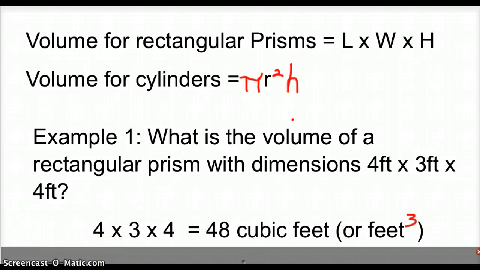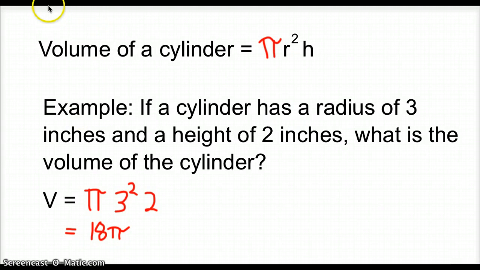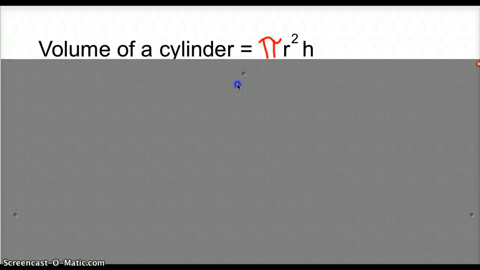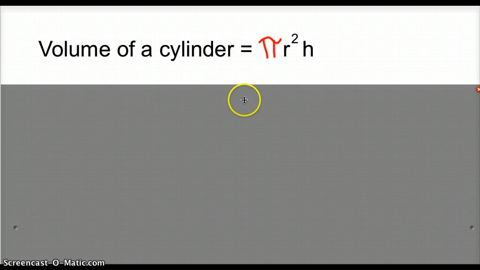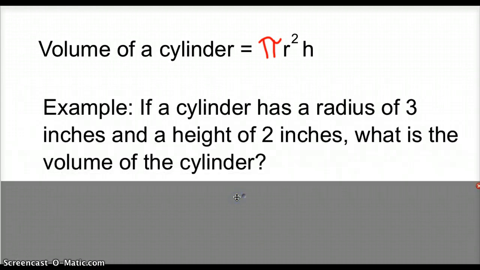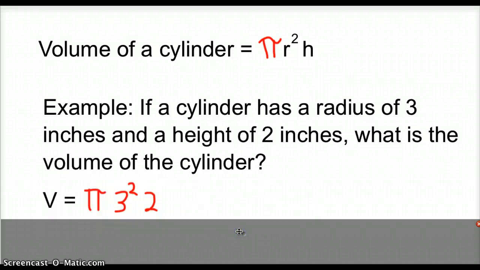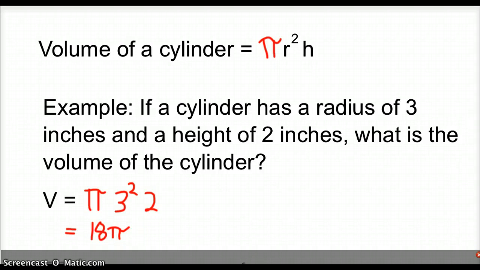Now let's do one where we're looking at the volume of a cylinder. The formula for the volume of a cylinder is pi r squared times height. Here's the question: if a cylinder has a radius of 3 inches and a height of 2 inches, what is the volume? We just plug what we know into the formula. The volume is pi times 3 squared, because the radius is 3 inches, multiplied by the height, which is 2 inches. So volume equals pi times 3 squared times 2.